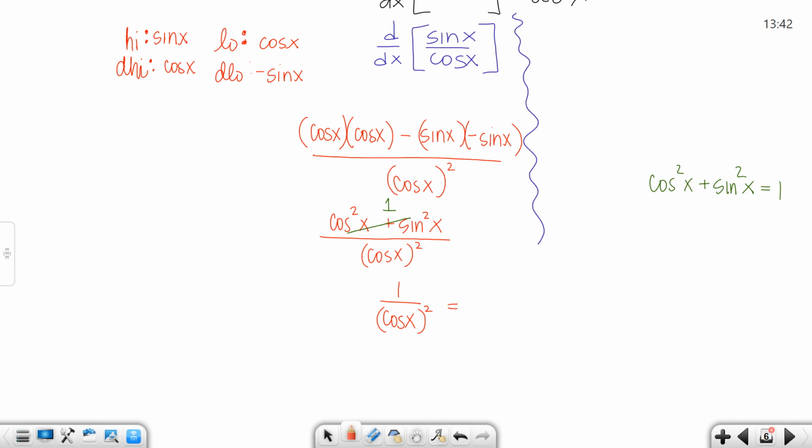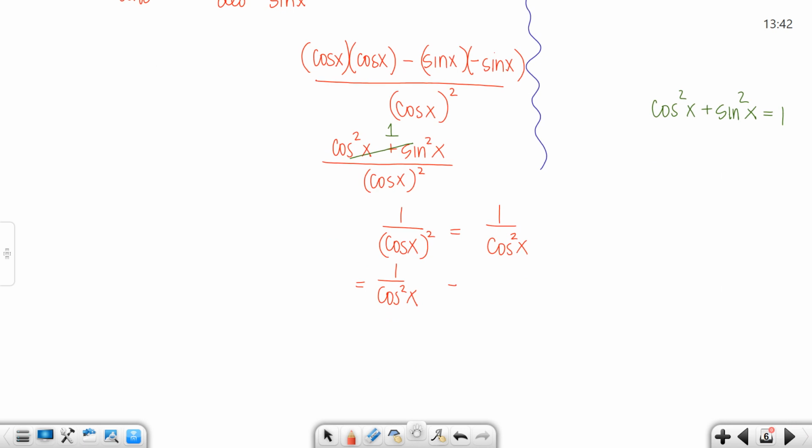Well, you can write that another way if that makes it easier. That's 1 over the cosine squared of x. And when cosine is in the bottom, that is the secant. So if I have 2 cosines in the bottom, that means I have 2 secants. So this would equal the secant squared of x. And we have proven that derivative.